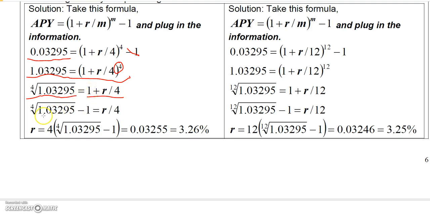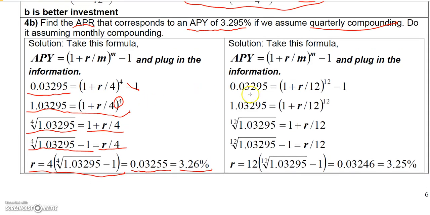Now, to finish solving for r, subtract 1 from both sides. I'll get this root minus 1 equals r over 4. Then to solve for r, just multiply both sides by 4. So r equals 4 times that root minus 1, which is 0.03255, or 3.26%. So in other words, a rate of 3.26% compounded quarterly is equivalent to an APY of 3.295%.